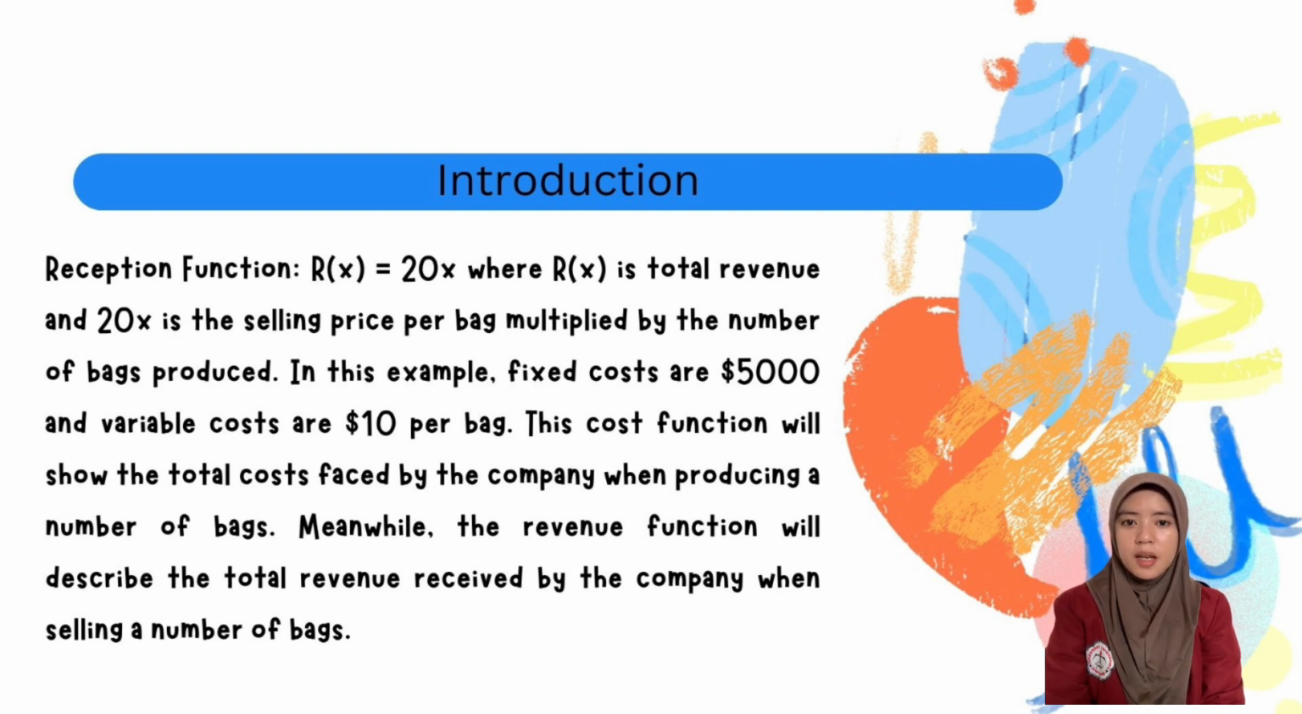Cost function: C(x) = 1000 + 5x, where C(x) is total cost, 1000 is fixed cost, and 5x is variable cost. x is the production quantity. Revenue function: R(x) = 10x, where R is total revenue and 10x is the selling price per unit multiplied by the number of units sold. In this example, fixed costs are 1000 and variable costs are 5 per unit.